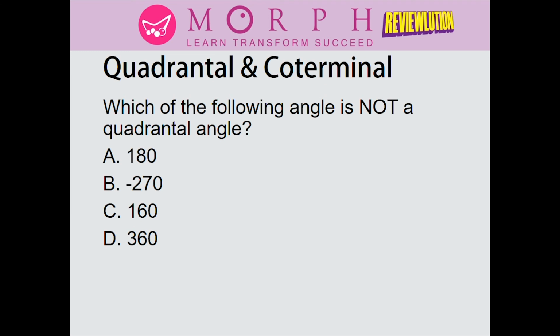Okay, let's have the first question dito sa quadrantal at saka coterminal angle. Which of the following angle is not a quadrantal? Alam natin that 180 is quadrantal, di ba? Straight angle yan, tumatama yan talaga sa axis. Also, the negative 270 is quadrantal. Klarong-klaro itong 160, imposible ng quadrantal kasi alam natin 360 is quadrantal, isang buong ikot yan. So the answer dito is letter C.